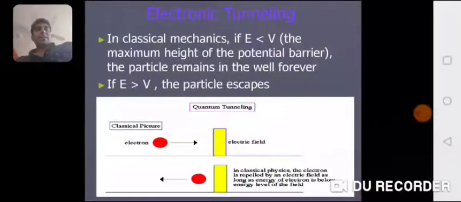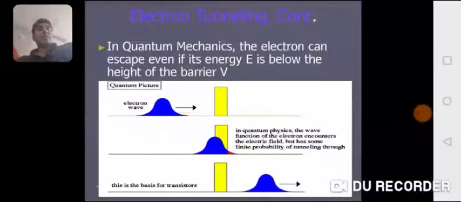Electron tunneling. In classical mechanics, if E is less than V, the maximum height of the potential barrier, then the particle remains in the well forever. And if E is greater than V, then the particle escapes. This is shown below in the figure. This is contrary to the classical concept. What happens in quantum mechanics? In quantum mechanics, the electron can escape even if its energy E is below the height of the barrier V.